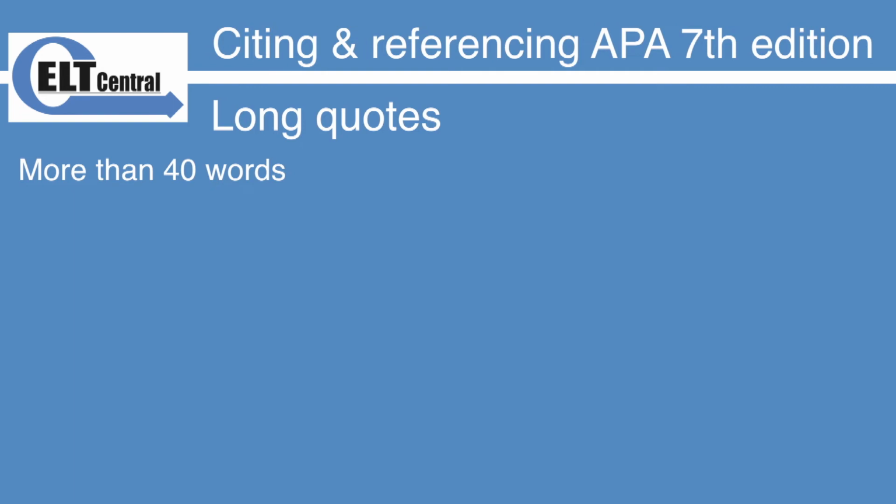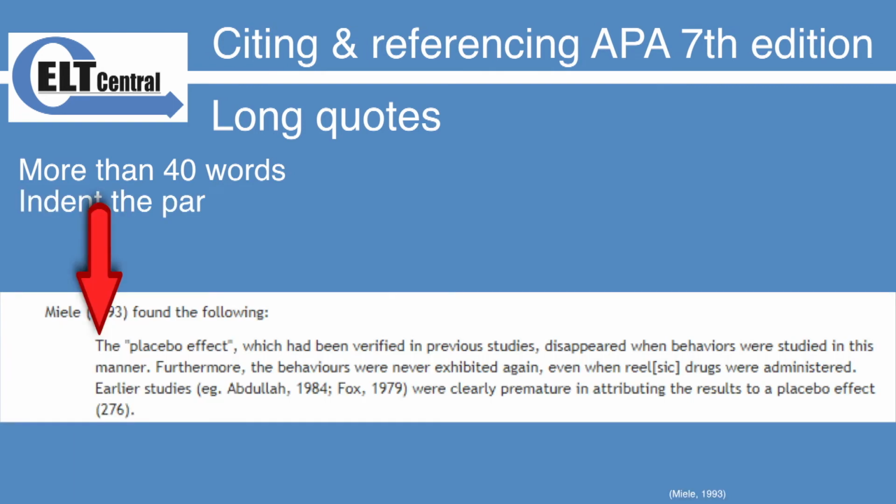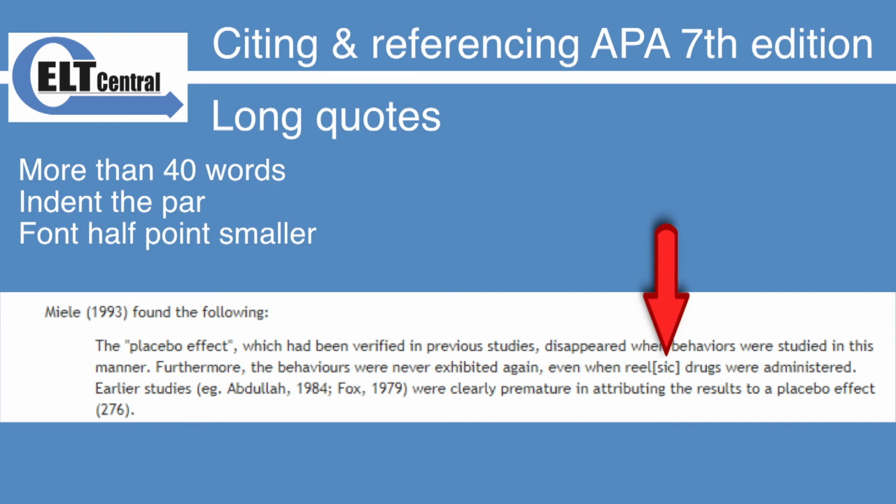If you must use them, they're going to be more than 40 words and you must indent the whole quote. There's no need for rabbit's ears here because the indentation will tell the reader that it's a direct quote. Also, you'll set the font half a point smaller than the rest of the work. What else do you notice about this quote? All right, check out the square brackets and the sic between the slides.